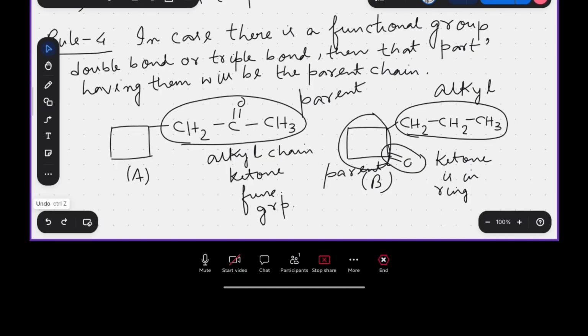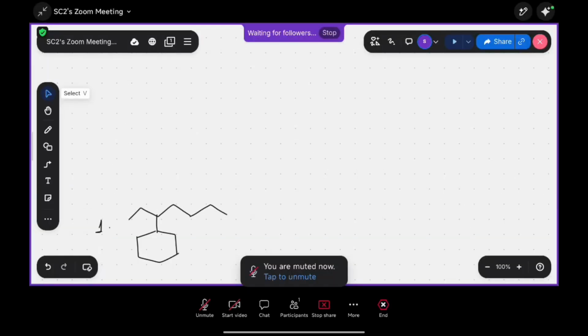That means if the ring has double bond, triple bond or functional group, then the ring is the parent chain and the alkyl chain is the side part. If the functional group, double bond or triple bond is attached to the alkyl chain, then the alkyl chain behaves as the parent part and the ring behaves as the side chain. Let's go and solve some examples so that you can understand it better. I'll give you some examples from previous year NEET and JEE papers through which you can understand the rules that I have explained a few minutes back very well.